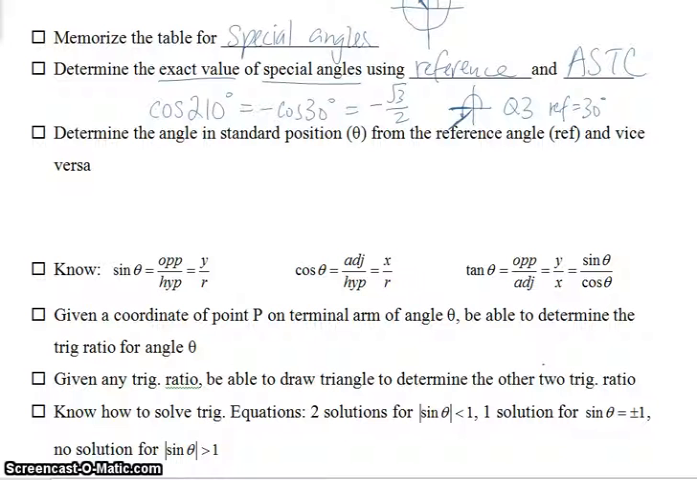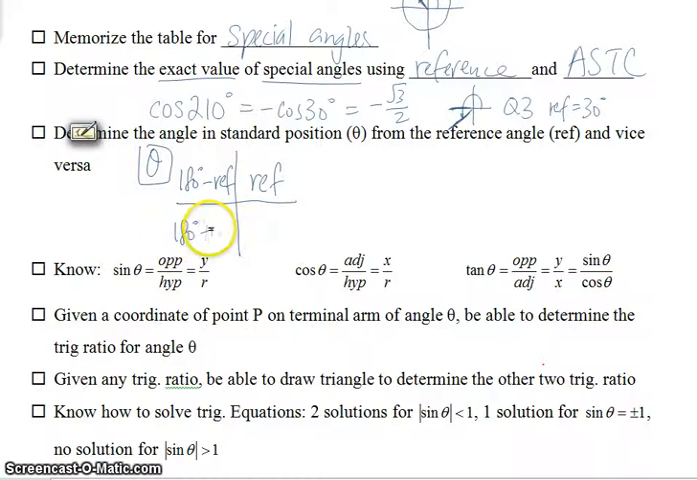Alright. Determine the angle in standard position from the reference angle and vice versa. If I give you a reference angle and ask you what the angle is: in the first quadrant, it's the same one. In the second quadrant, to find the angle, you take 180 minus the reference angle. In the third quadrant, 180 plus the reference angle. In the last quadrant, 360 minus the reference angle. For example, I say the reference angle is 30 and I want it in the third quadrant. So you put 30 in the third quadrant. 30 plus 180 is 210.